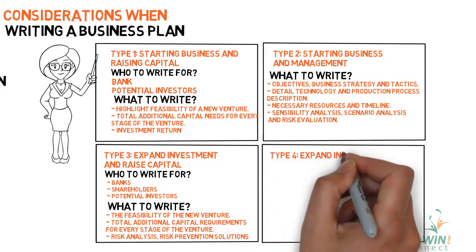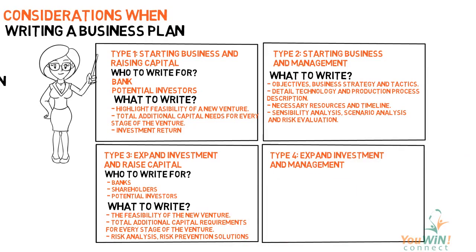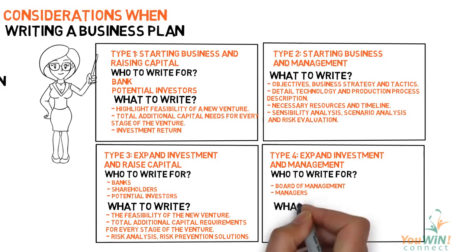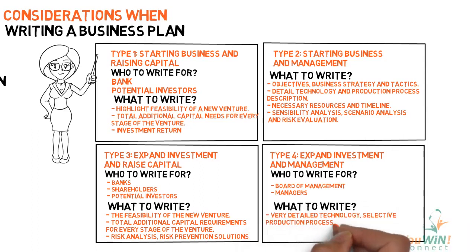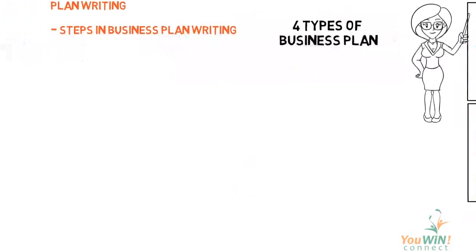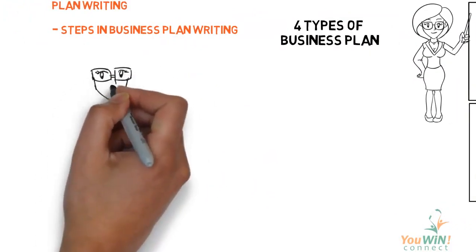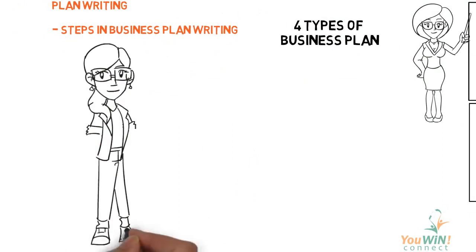Type 4: expansion investment, and you're writing for in-house people. The content is the same as type 3, but it's a lot more specific, concentrating on main issues like current difficulties of the company and the solutions to them. A business plan should help venture managers anticipate difficulties or risks which they will meet and make right and on-time decisions in implementing the process. This plan should show very detailed technology, selective production process, and the marketing strategy.